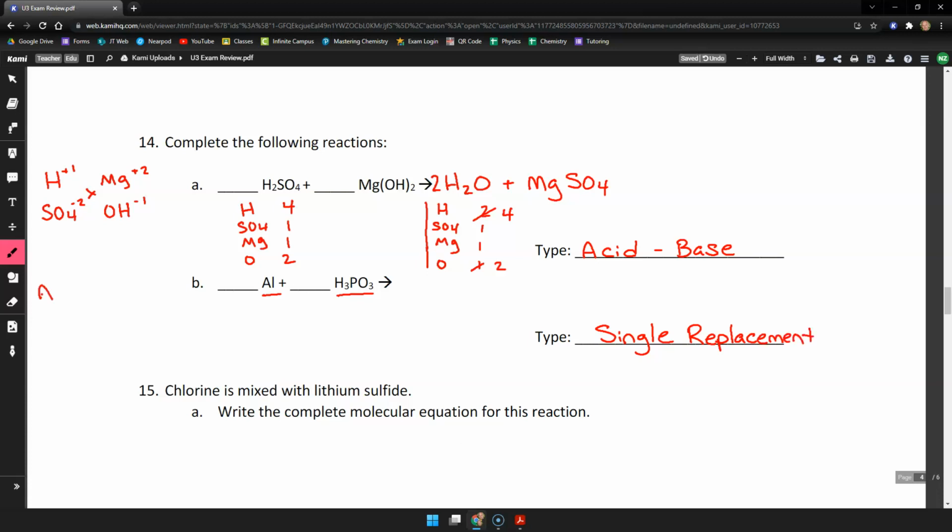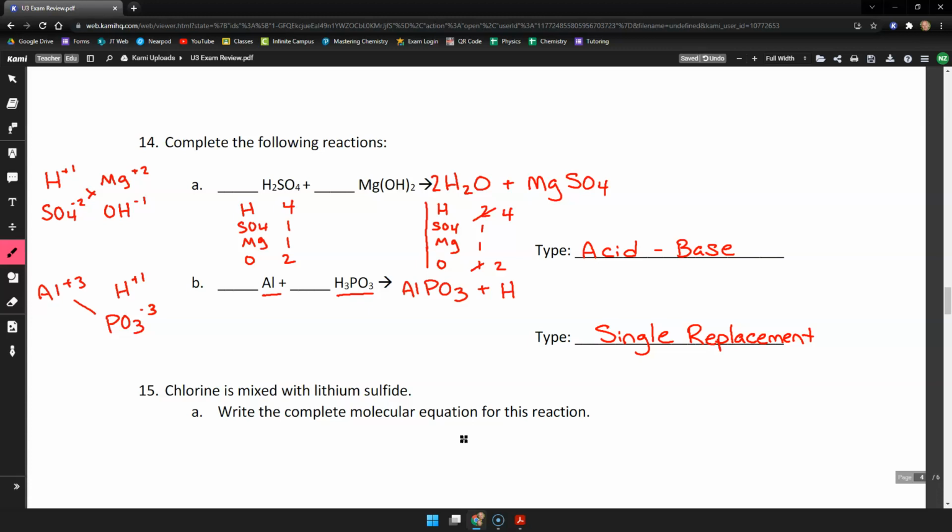So we have aluminum. Aluminum's +3. We have hydrogen, which is a +1. And then we have PO3, which is a -3. So aluminum will match up with that. Both of those are 3, so this is going to be AlPO3, and then you're going to have hydrogen.